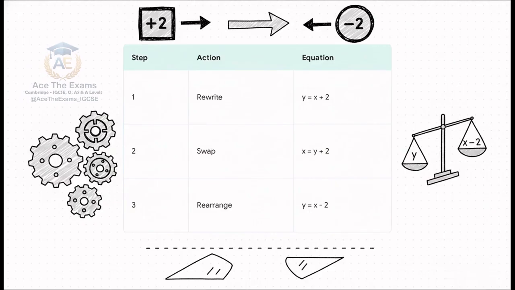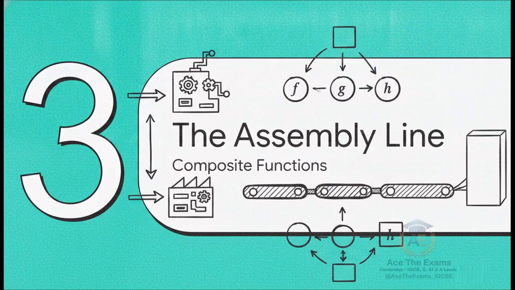Look at those red pen marks literally transforming to green check marks. And logically, it makes total sense, doesn't it? If the forward machine adds 2, the reverse machine absolutely must subtract 2. Brilliant! Let's push forward to section 3, the assembly line.